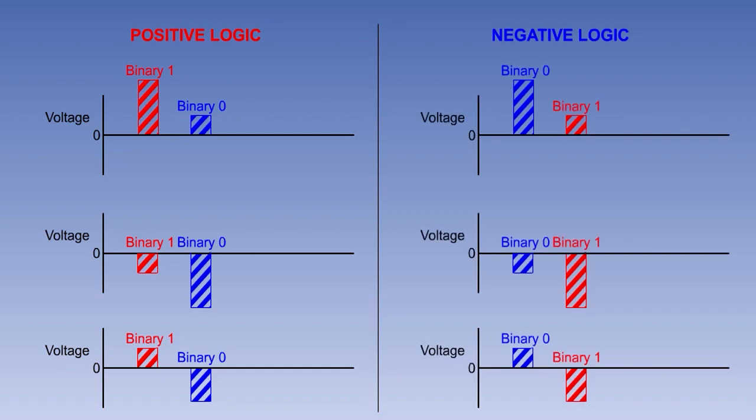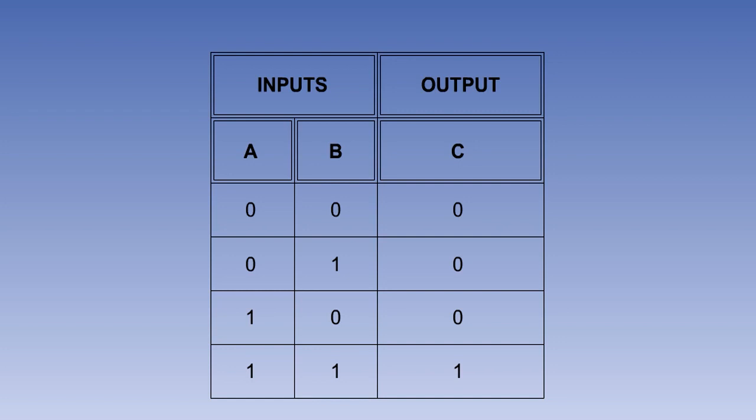The negative logic concept defines binary 1 as the lower voltage value and binary 0 as the higher or more positive voltage value. Although less popular, negative logic is used in some systems in order to meet certain design parameters. Truth tables are a systematic means of displaying binary data. They illustrate the relationship between a logic gate's inputs and outputs. This type of data display can be used to describe the operation of a gate.